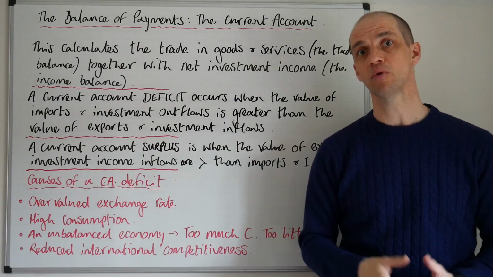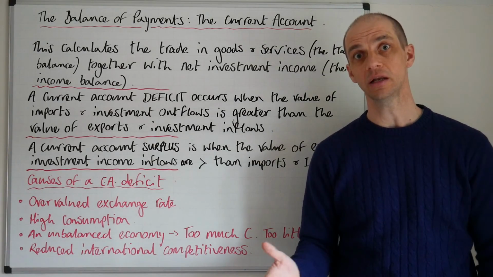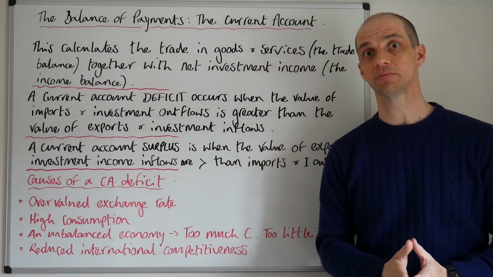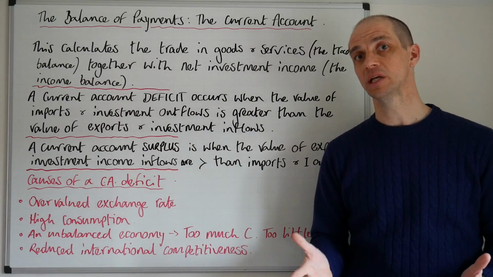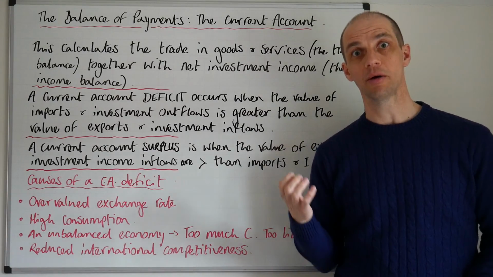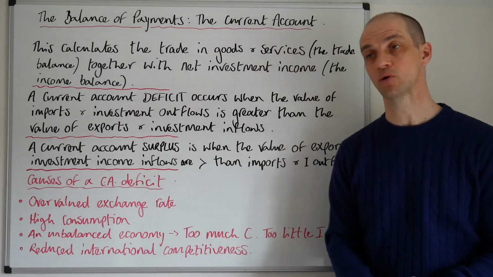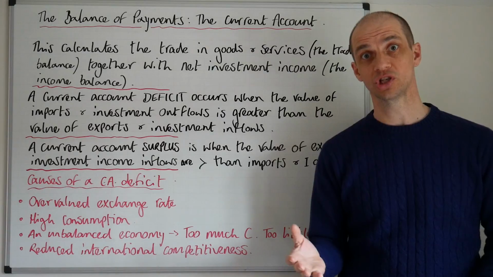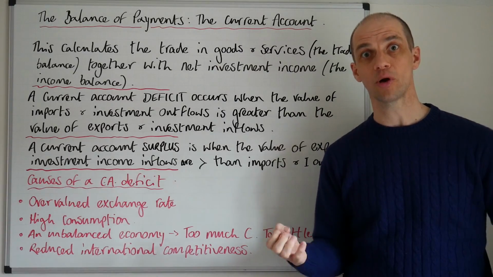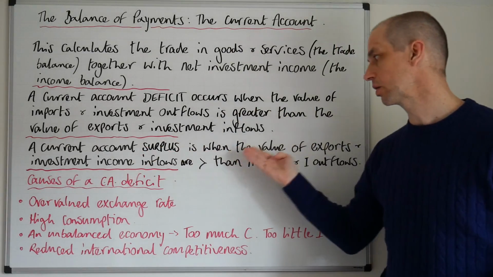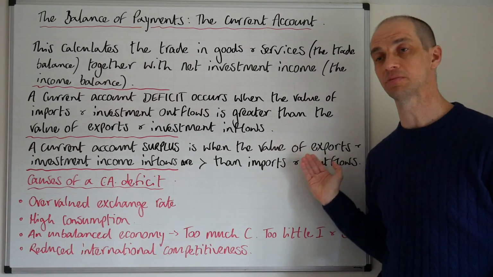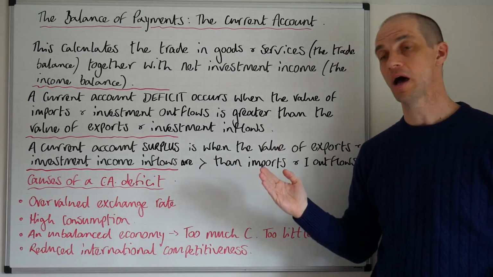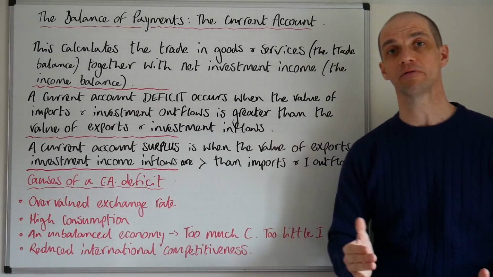Of course, the UK runs a persistent current account deficit, and that's something that you really need to understand the reasons behind. But there are good examples of countries that run persistent current account surpluses. Of course, we mentioned Germany last time. Another great example is, of course, China, a famed trading nation, where here you can quite clearly see that the value of their exports and investment income inflows are greater than imports and investment outflows.